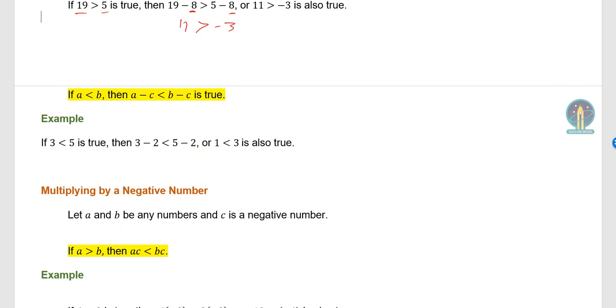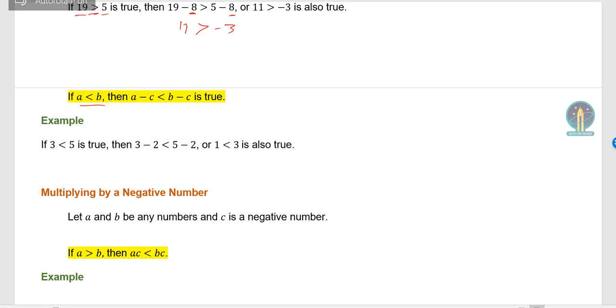If A is less than B, if the inequality sign were the opposite, then A minus C is still less than B minus C. Okay, here's an example. If 3 less than 5 is true, which it is, then 3 minus 2 is still less than 5 minus 2, or 1 is less than 3, which is still true.